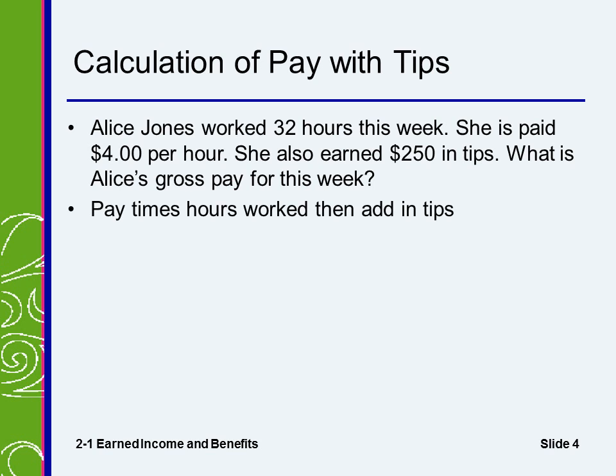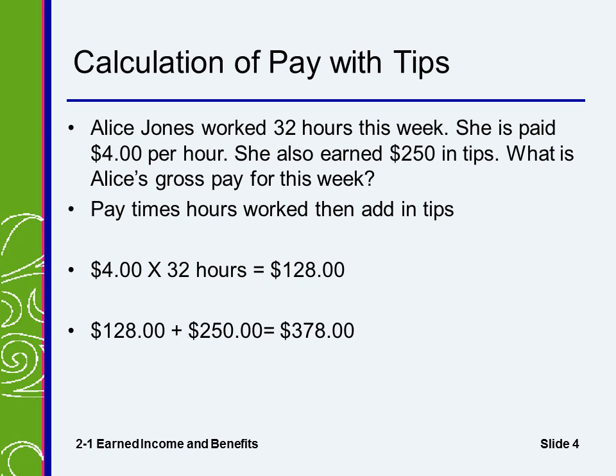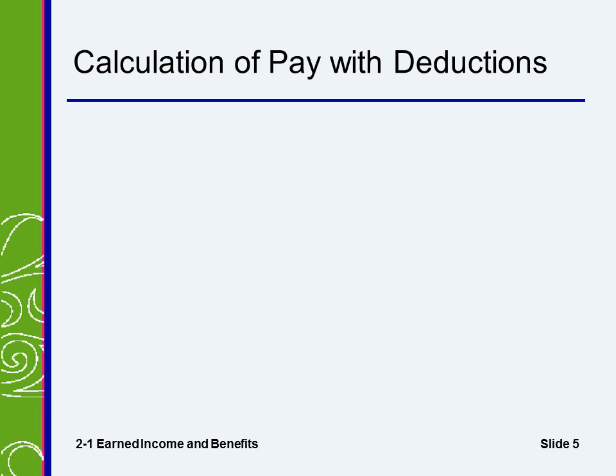You take her pay and multiply it times the hours worked, and then you add in the tips. $4 times 32 hours is $128. 128 plus the $250 in tips gives you $378. Alice's gross pay is $378.